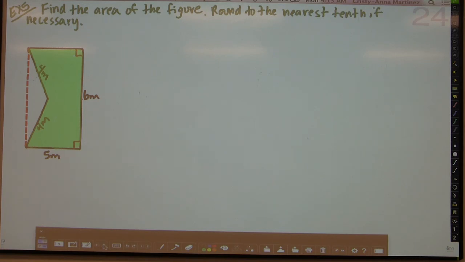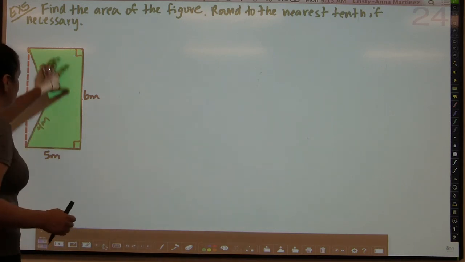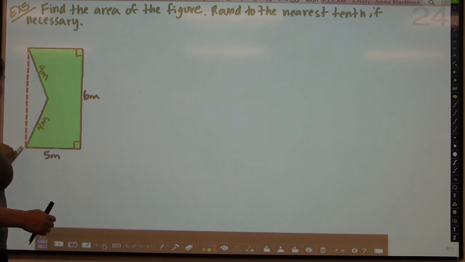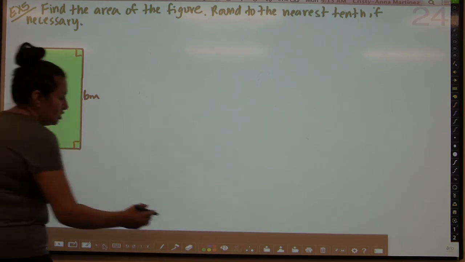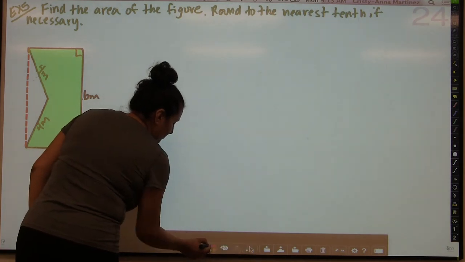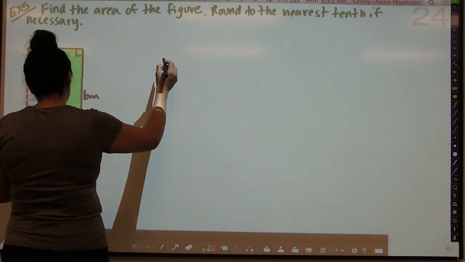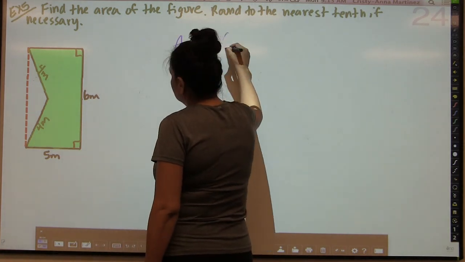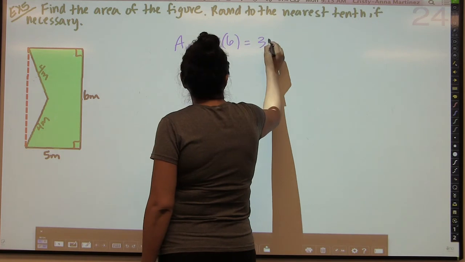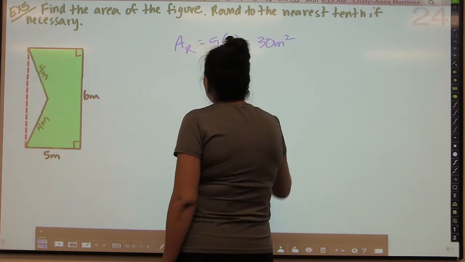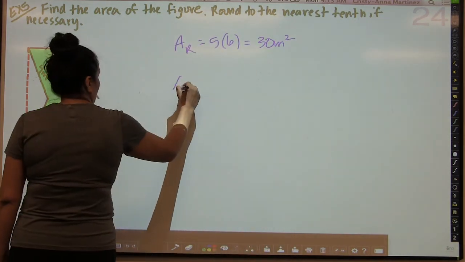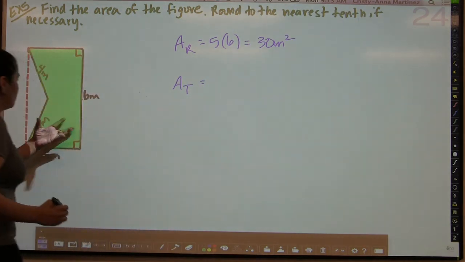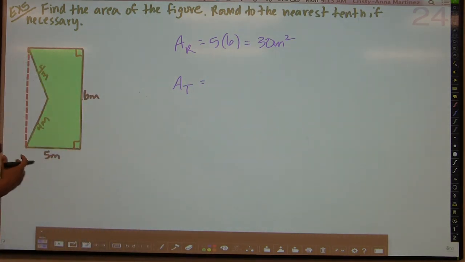So this is obviously a rectangle. You can see that, well, the actual figure that we want is the shaded area. But if we kind of draw this in here, you can see that it's a rectangle. So we're going to take the area of a rectangle, which is base times height. So the area of the rectangle is just 5 times 6, which is 30 meters squared. But then we want to find the area of the triangle and then subtract that from the total area. Okay, and we have this is 4 and this is 4.